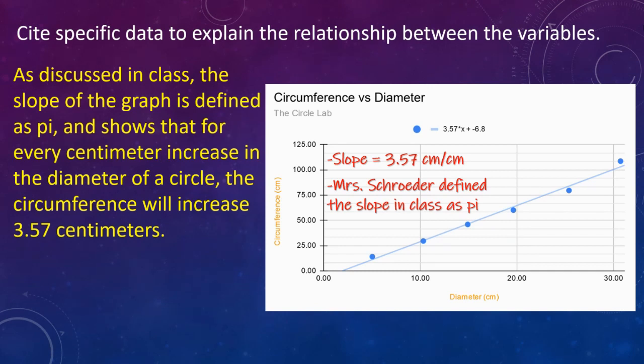As discussed in class, the slope of the graph is defined as pi and shows that for every centimeter increase in the diameter of a circle, the circumference will increase 3.57 centimeters. So that tells us what the slope is, what property it represents, but also what the rate of change is. So if we increase the diameter of our circle by 1 centimeter, the circumference is going to increase by 3.57 centimeters.